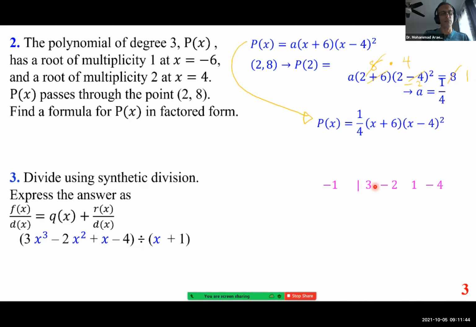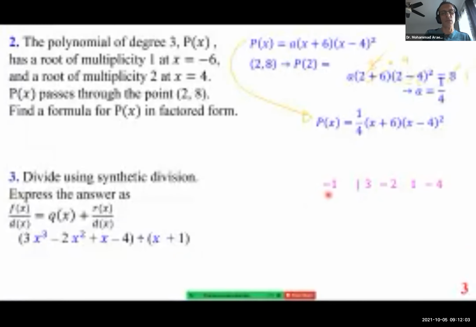And again, if any of them is missing, we put a 0 as a placeholder. Let's assume we don't have negative 2x squared. Therefore, instead of negative 2, you must put a 0. If we are dividing by x plus 1, we put a negative 1. If we are dividing by x plus 5, we put negative 5. If we are dividing by x minus 1, we put positive 1.